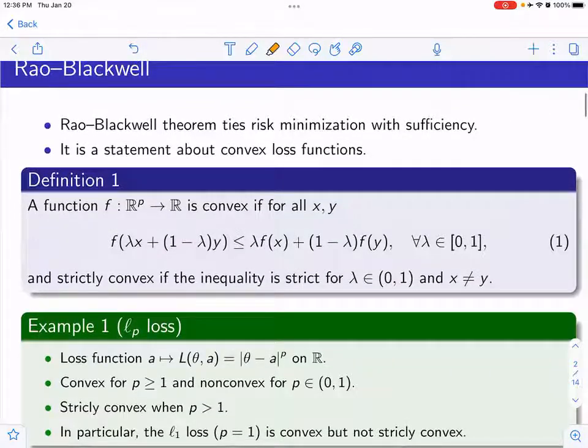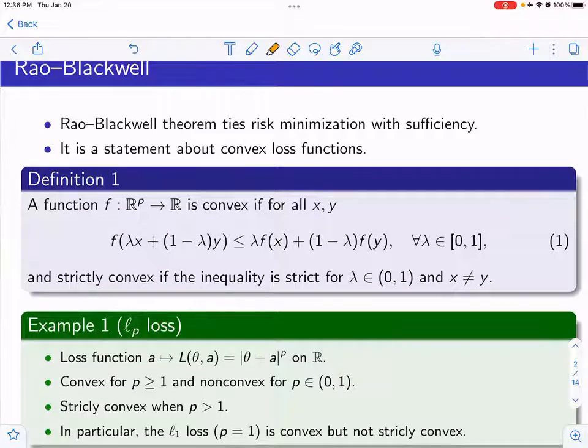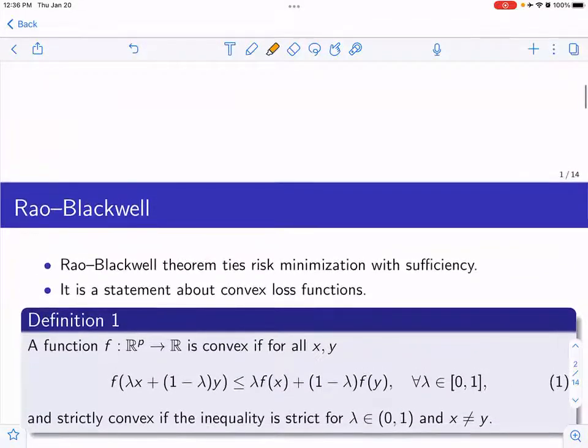So the Rao-Blackwell theorem is a statement about the convex loss functions. And so we first have to understand or remind ourselves about convexity. So has anyone seen the idea of convexity, convex functions, convex sets? Can someone tell us what a convex function is or what a convex set is?